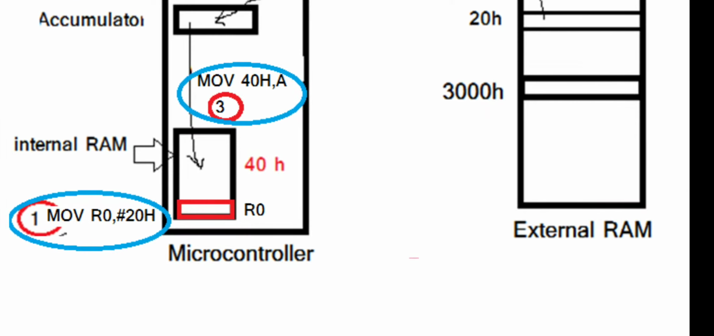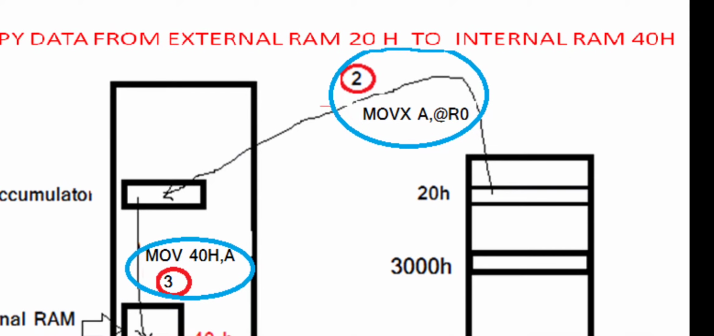What will be the second step? The second step is, now R0 has address, so we can write MOVX A, @R0. So in indirect mode, the R0 has address, and from that address data will be copied. And it is MOVX instruction, so data comes from external RAM. So this black line with the arrow shows that the data from 20H will be copied to the accumulator. Now after completion of the second step, we have data in the accumulator.